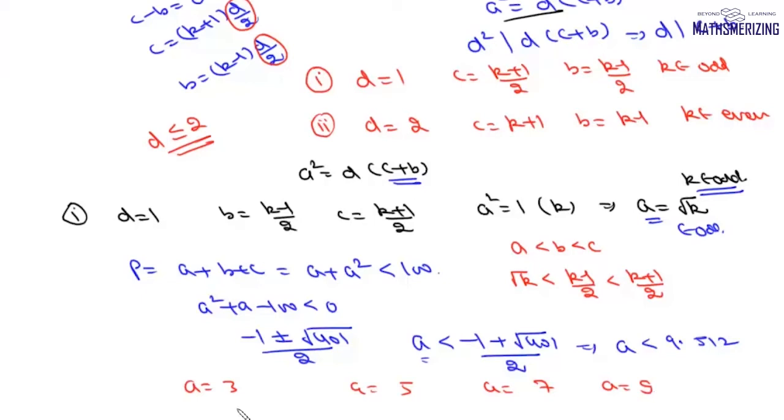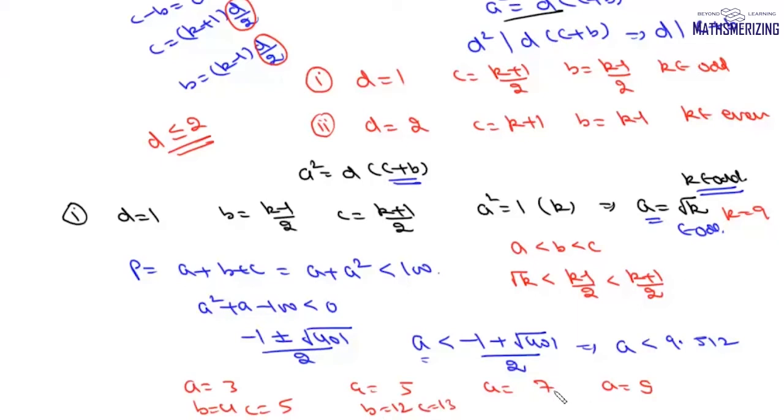Now if the value of A is 3, that means value of K is 9. So B will be 9 minus 1 upon 2. So it will be B equals 4 and C will be 9 plus 1 upon 2. So it will be 3, 4, 5. Now if A is 5, K is 25. Now 25 minus 1. So it will be 24. 24 by 2 is 12. So B will be 12 and C will be 13.